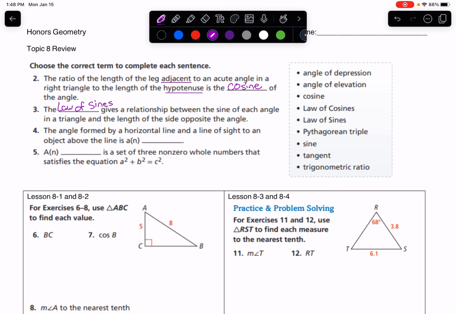Number 4, the angle formed by a horizontal line and a line of sight to an object above the line. That's going to be the angle of elevation.